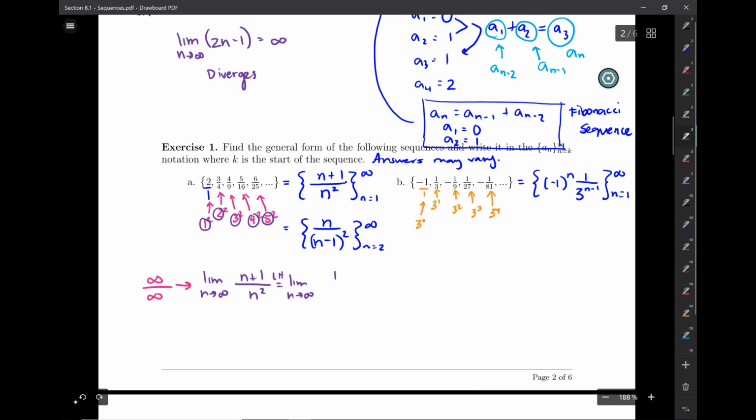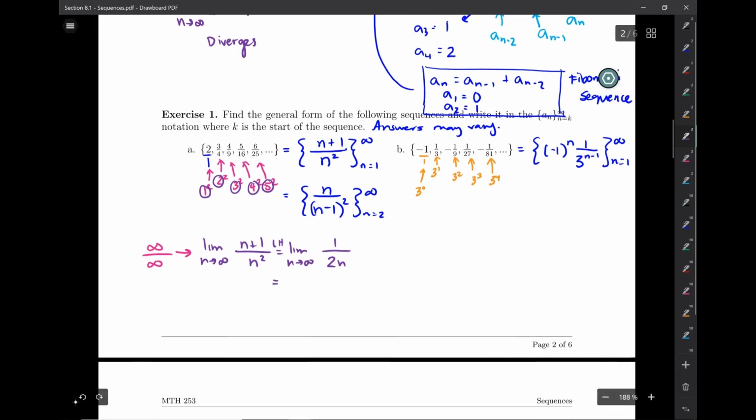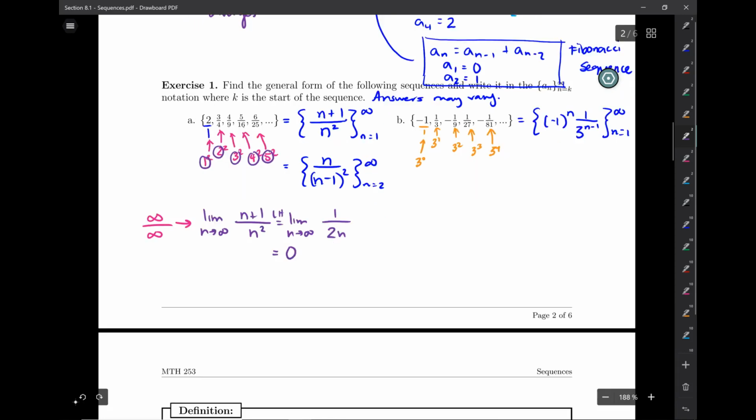Again, derivative of numerator, which is 1, derivative of denominator, which would be 2n. And now we can see that as n gets larger and larger, we'd have 1 over 2 times that value. That is going to just keep getting smaller and smaller in value, and we'll have a limit of 0.